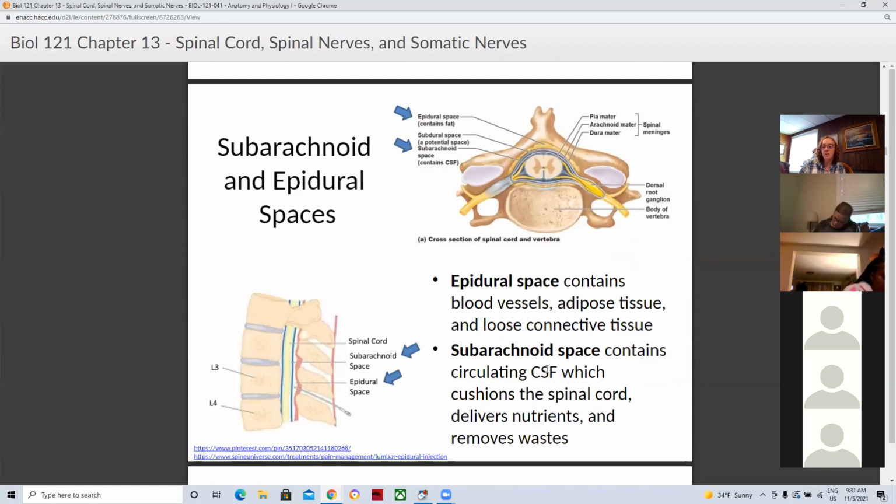Epidural space. So remember, if it's epi, it means on top. This is a space above the dura mater that contains blood vessels, adipose tissue, and loose connective tissue. Here's the epidural space. Here's the dura mater. Here's the arachnoid mater. Here's the subarachnoid space.